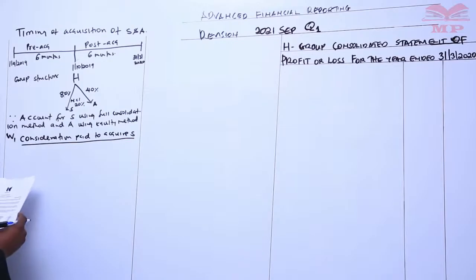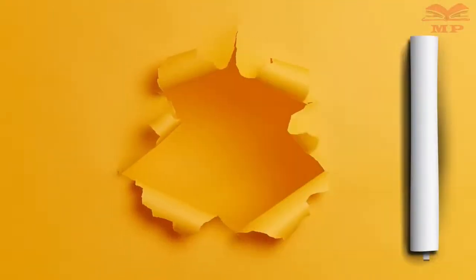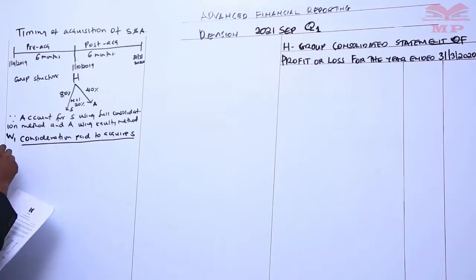We proceed here. The information on how to determine this is in paragraph 2. The acquisition of the ordinary shares in S was through a share exchange of one ordinary share in H for 2 shares in S. The market price of H and S shares at the date of acquisition were 30 and 18. So this is what I'll do.